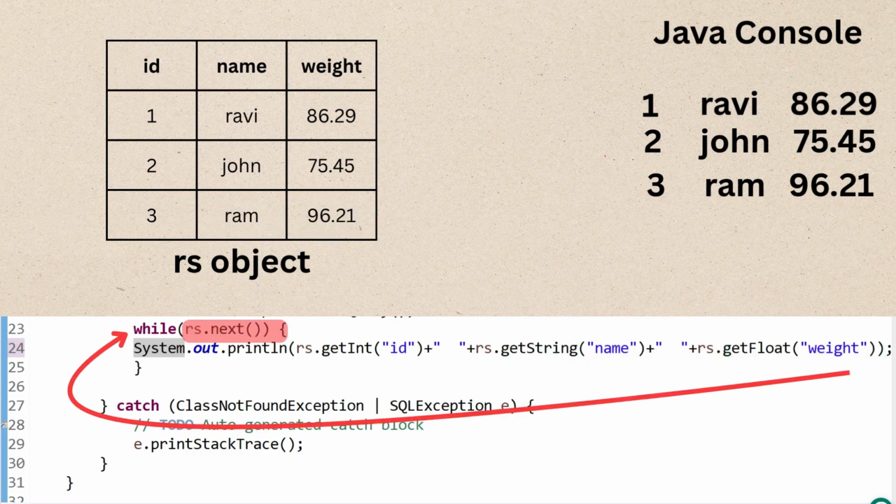This time the rs.next method returns false as there is no next row available. Now the loop ends and execution stops.